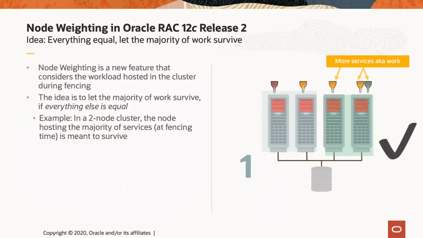With 12c Release 2, we introduced what is called node weighting. What node weighting does is we actually look at how much more work is on each side. So if you have a split brain, and we have 3 services on this side and 2 services on this side, obviously there's a split brain. We want to keep the right-hand side nodes available, and we can evict the left-hand side nodes.